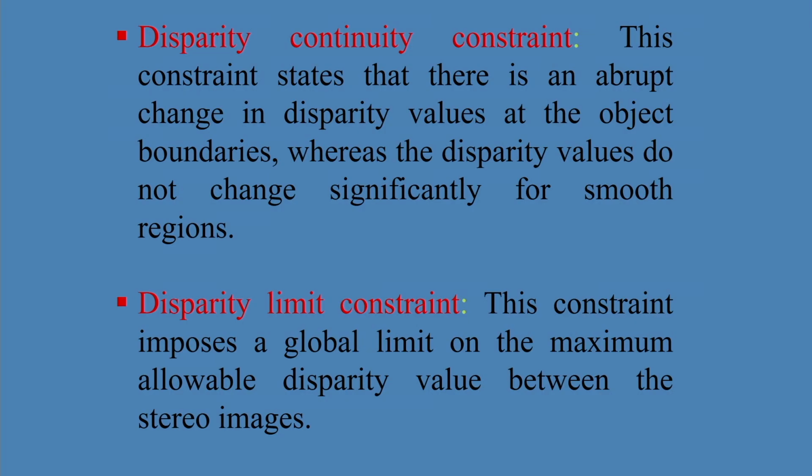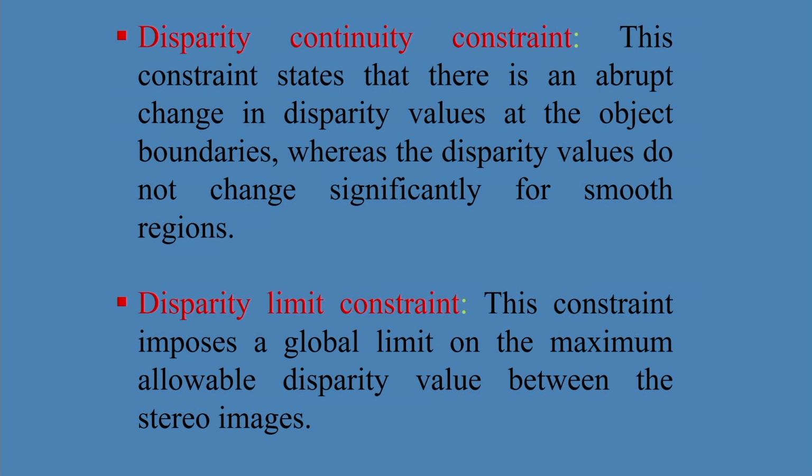Another one is the disparity limit constraint. This constraint imposes a global limit on the maximum allowable disparity values between the stereo images. This is mainly based on psychovisual experiments, which say that the human visual system can only fuse the stereo images if the disparity values do not exceed a particular limit. This is called the disparity limit constraint.